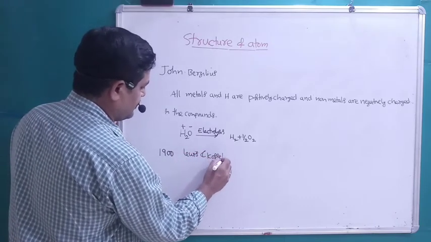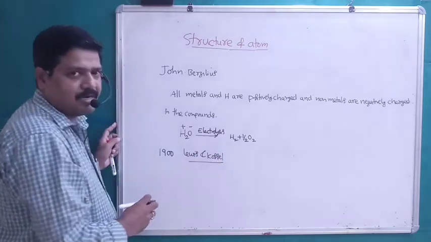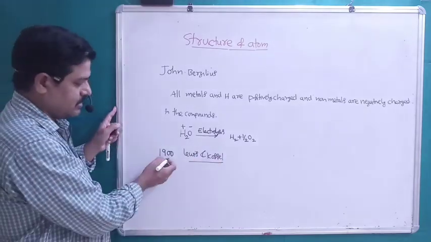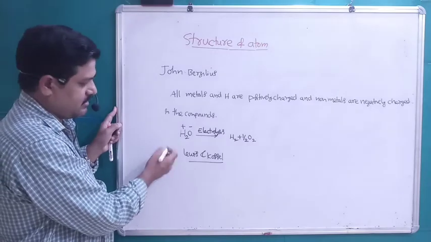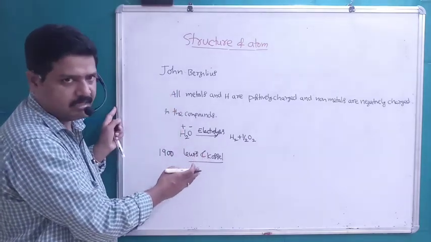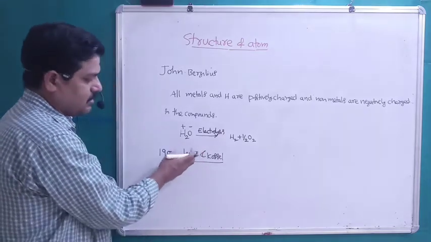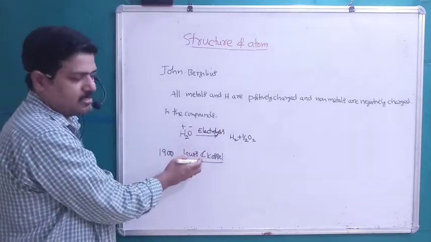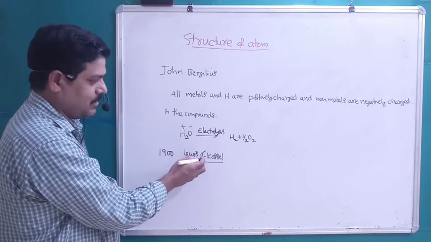Lewis and Kossel. They have given the first appropriate chemical bond theory in the year 1900. So a 100 years later the most appropriate theory is given, right? So about this Kossel and Lewis theory, we will learn in the chapter chemical bonding.